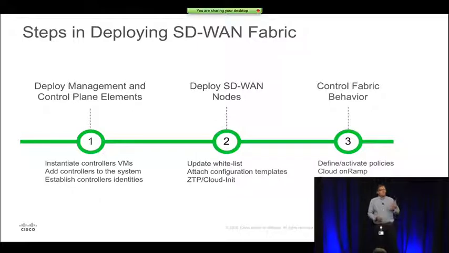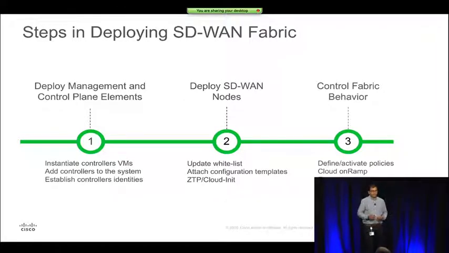You need to have the controllers up and running. These controllers are VMs that can be deployed in a cloud infrastructure. We support AWS and Azure as the cloud offering, or it can be on-prem with KVM or ESX hypervisors. Once you have the controller VMs deployed, they need to securely authenticate each other. So there's the cert management, the way that they authenticate each other, and then there's a whitelist model to it.